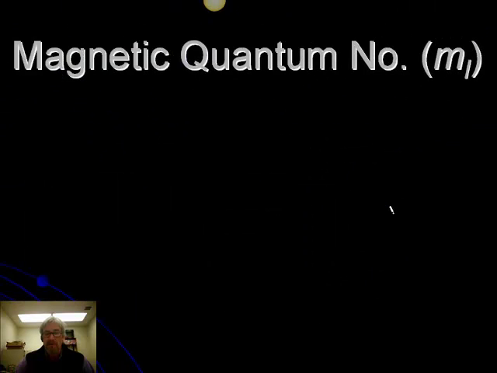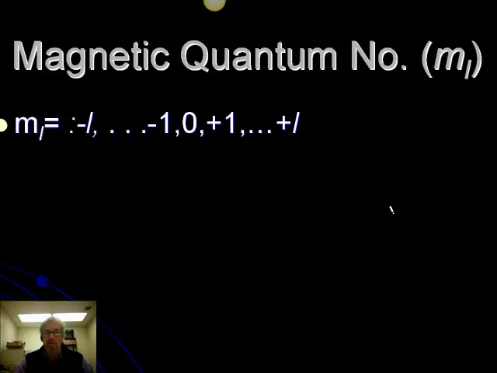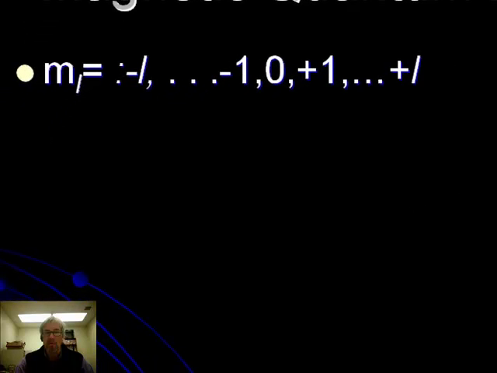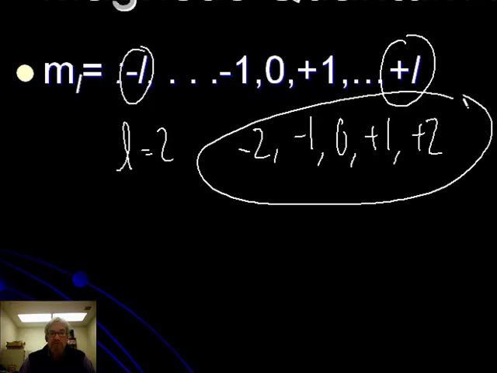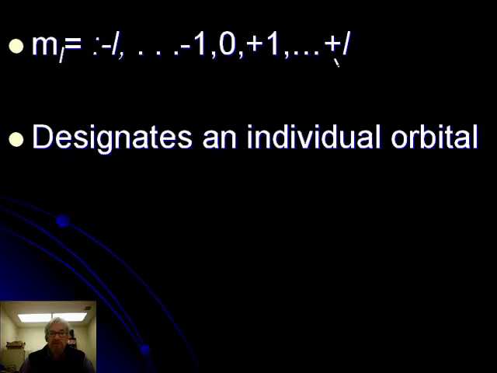The magnetic quantum number has a range as well. It depends on the values of l. So it can range from negative l up to positive l, but only through integers. For example, if l was 2, this would be the range of m sub l: negative 2, negative 1, 0, positive 1, positive 2. Those would be the possible values of m sub l. Each value of m sub l represents an orbital. Every m sub l designates an individual orbital. So if I have 5 values of m sub l, that means I would have 5 orbitals.